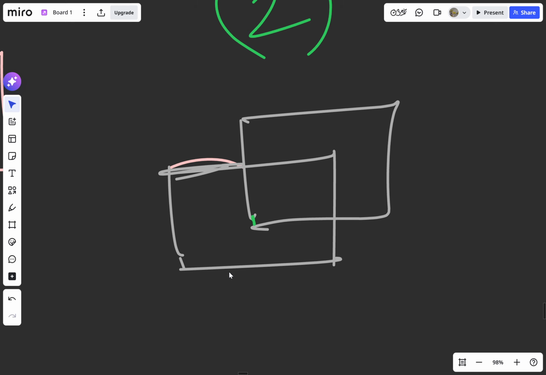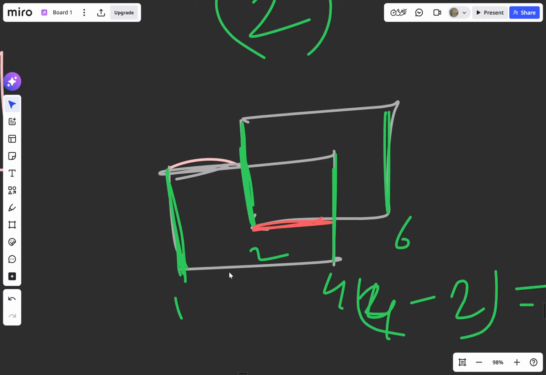How will we find it out? If they are overlapping, we will figure out the minimum of the x coordinates from these two vertical lines, minus the maximum from the other two. Just take this as 1 and this as 2, so the maximum from both of them will be 2. Then the minimum from this and this, so this can be 4, this can be 6, so it will be 4 minus 2.